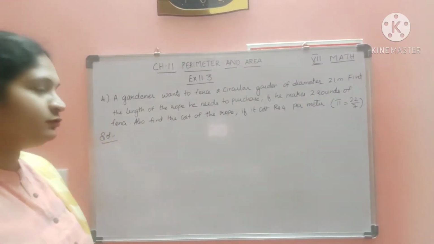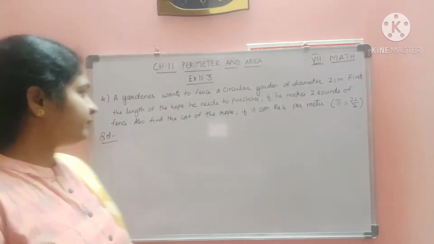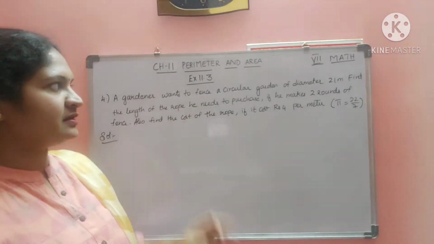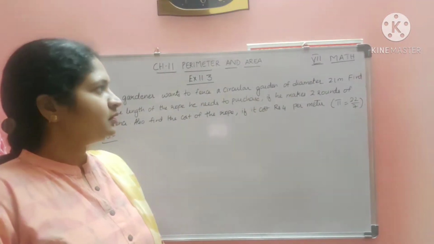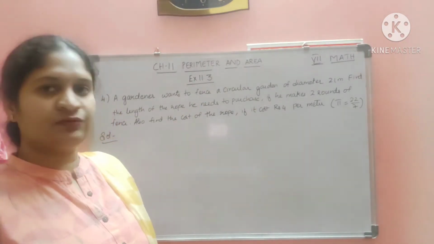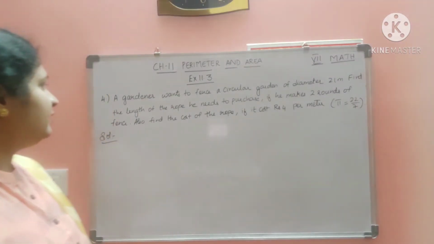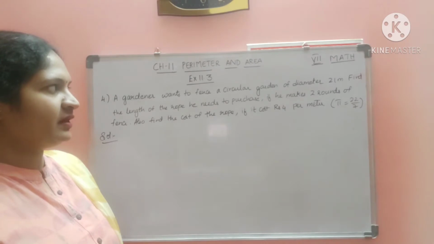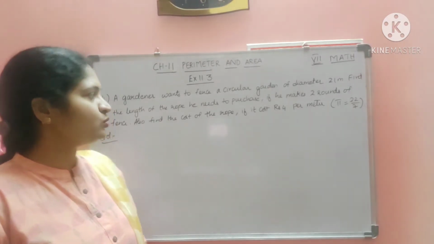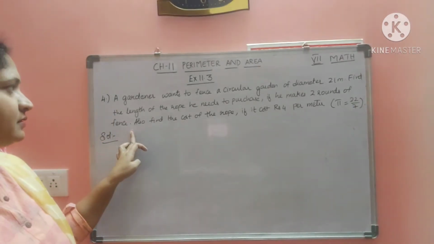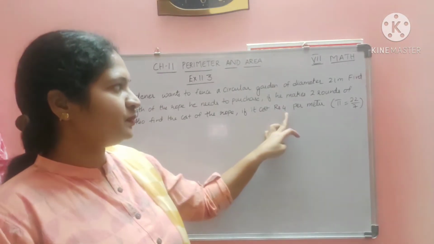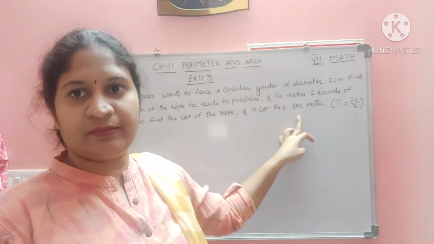Let us see the fourth question in this exercise, children. The question is given, a gardener wants to fence a circular garden of diameter 21 meters. Find the length of the rope he needs to purchase if he makes 2 rounds of fence. Also find the cost of the rope if it costs rupees 4 per meter.